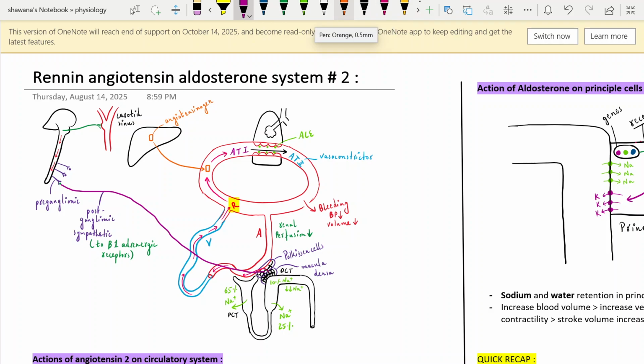Today we are going to discuss the second lecture of the renin angiotensin aldosterone system. In the previous lecture we discussed how renin is produced from the kidney and under what influences renin is produced.